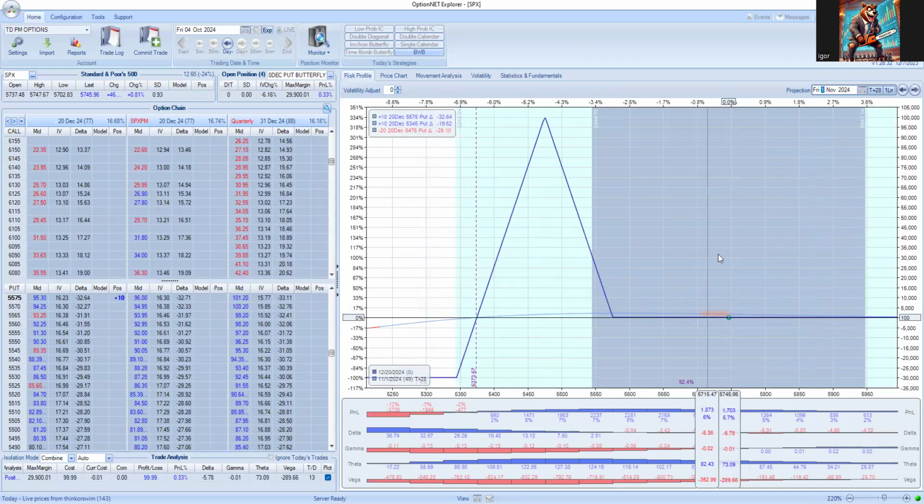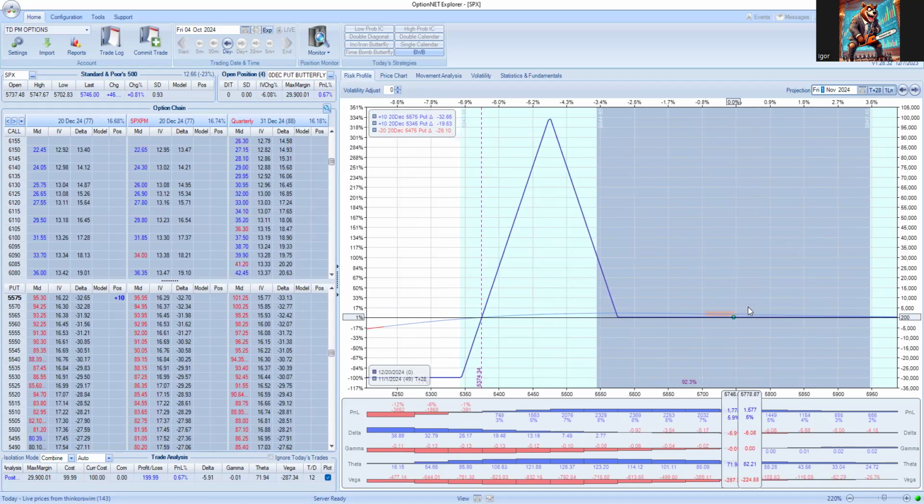this is November 1st, my goal is to move, as long as we're still to the right of the structure, my goal is to move my upper longs down and collect a credit, which will increase my potential reward outside of the tent to the right.